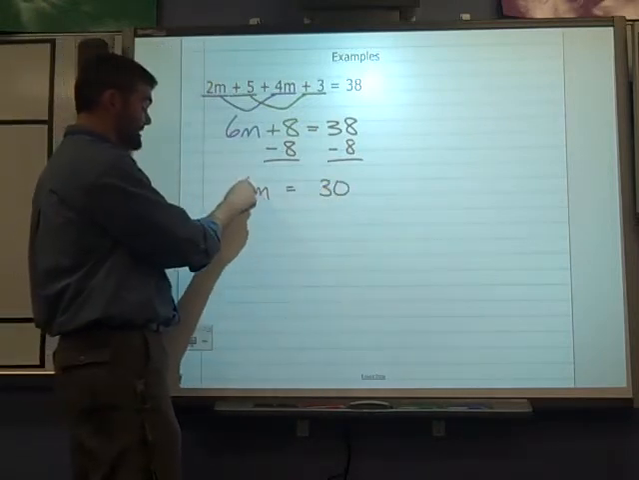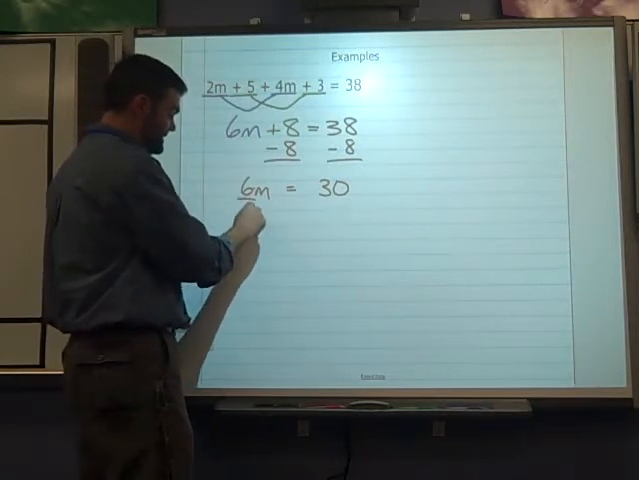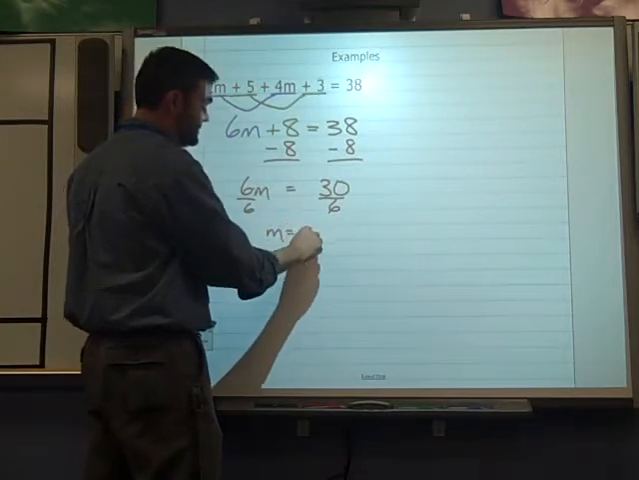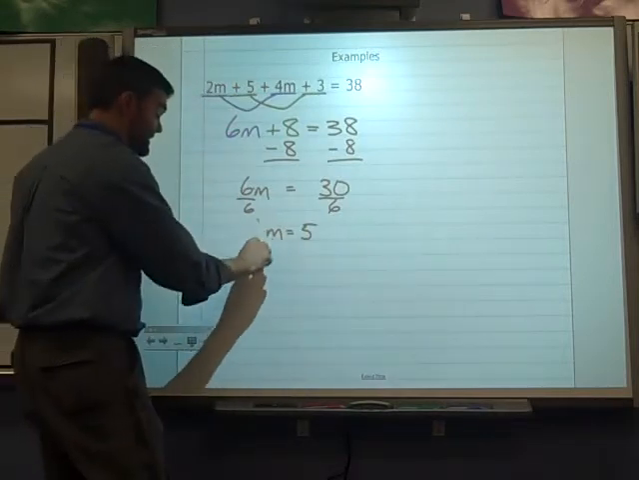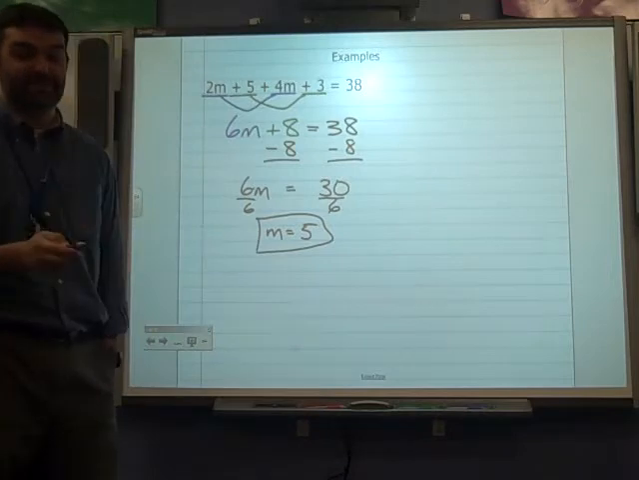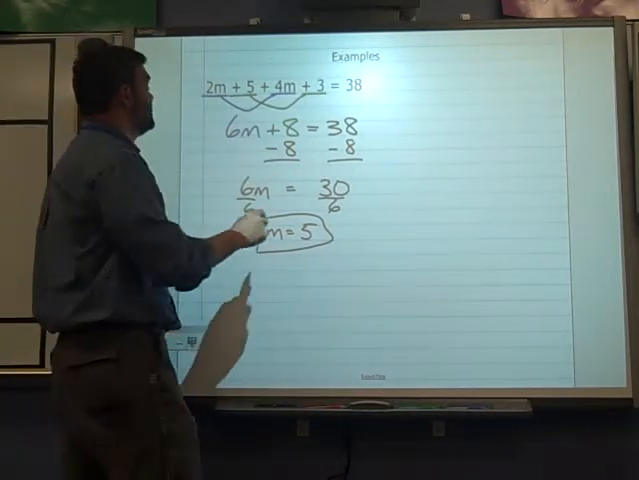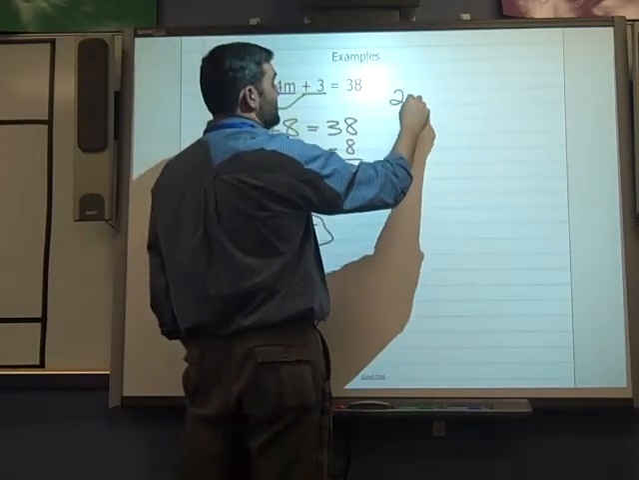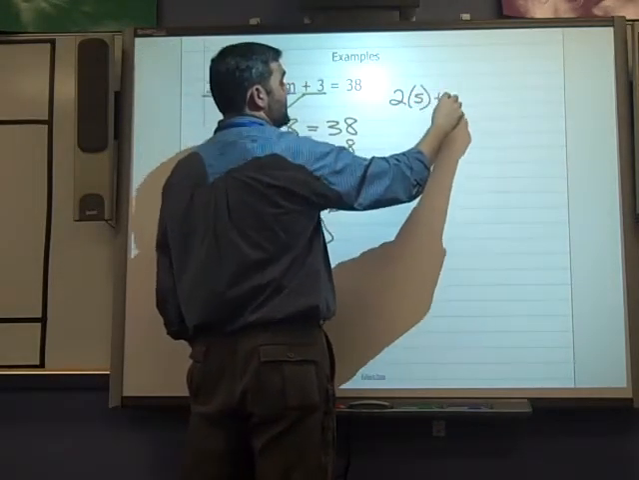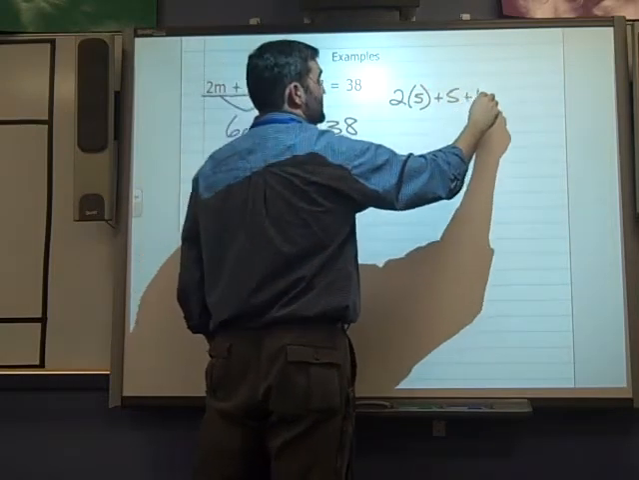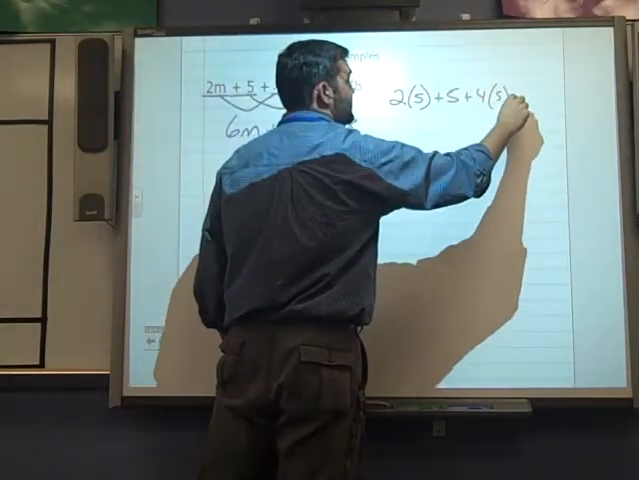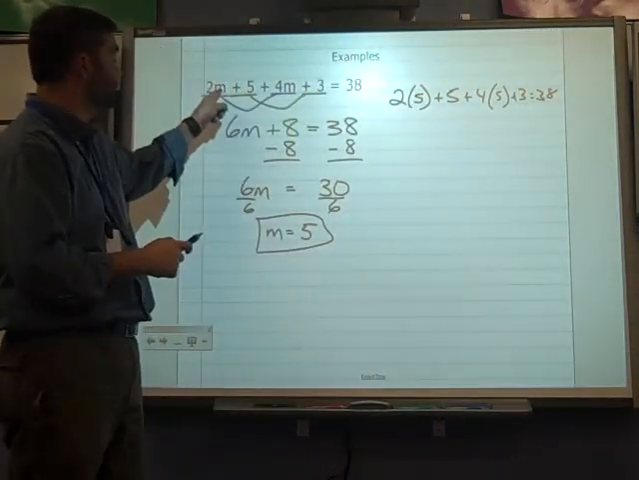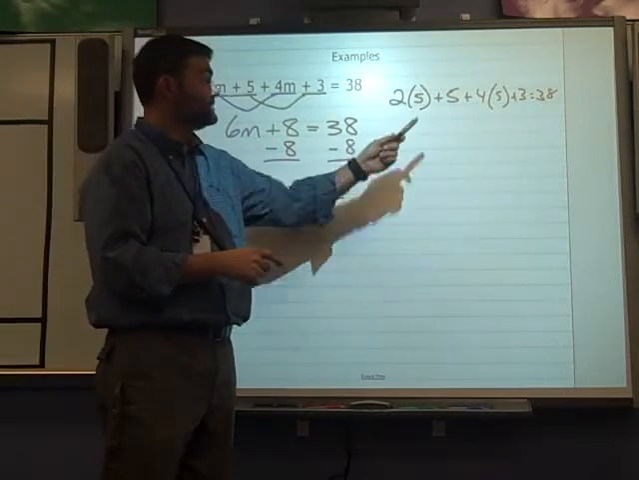Now, we get to get the m by itself. We get rid of multiplying by 6, divide by 6, divide by 6, and you're left with m equals 5. So you answered m equals 5. Well, let's make sure it's right. Let's go plug it back into our equation up here. So I'm just going to go ahead and plug 5 in for m. So over here I'm going to put 2 times 5 plus 5 plus 4 times 5 plus 3 equals 38.